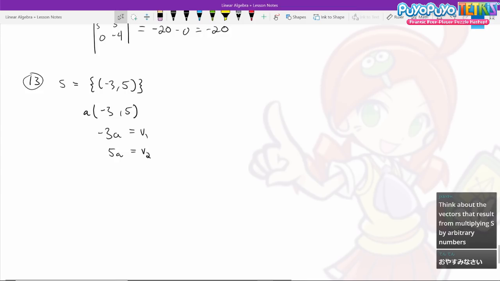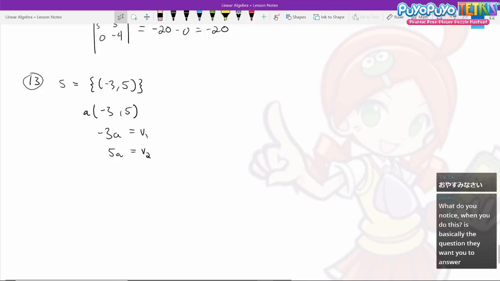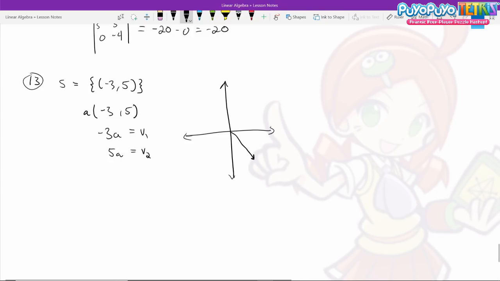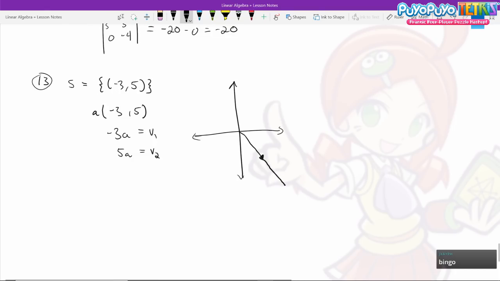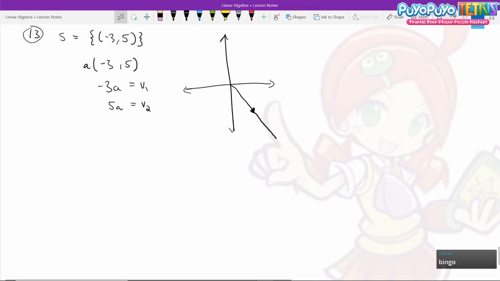Draw the vector negative 3, 5 on a graph. Multiply S by arbitrary numbers. So that'll be something like... Well, if you multiply it by arbitrary numbers, then you just get a longer line. Oh, so geometrically it's describing just a line. Okay. Oh, wow, mind blown. Set theory is going to ruin me in the future. Just saying.